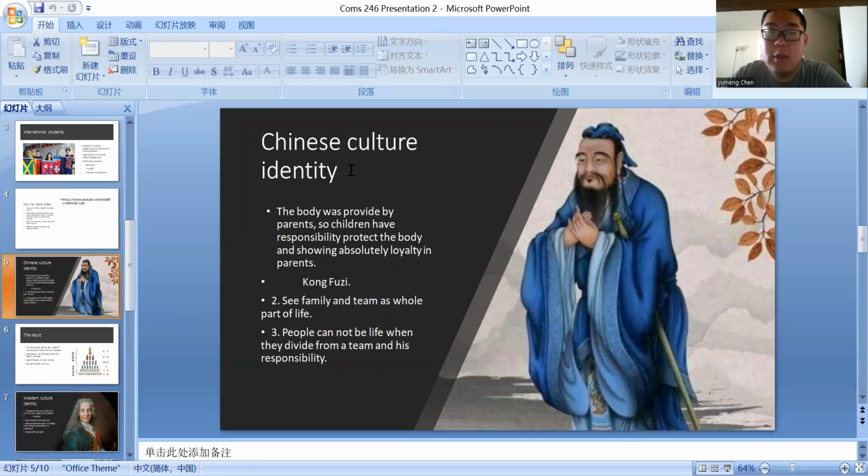In addition, I think intercultural communication problems are due to different cultural backgrounds. In Chinese culture, just like the key idea of Confucius, the body is provided by the parents. So children have a responsibility to protect the body and show absolute loyalty to their parents. So the word parents does not only indicate the parents. In this society, they are more connected with the central leaders, the good families, and the team of only Chinese people. They see family and team as a whole part of life. So Chinese culture also holds that people can't live when they are divided from their team and their responsibility.